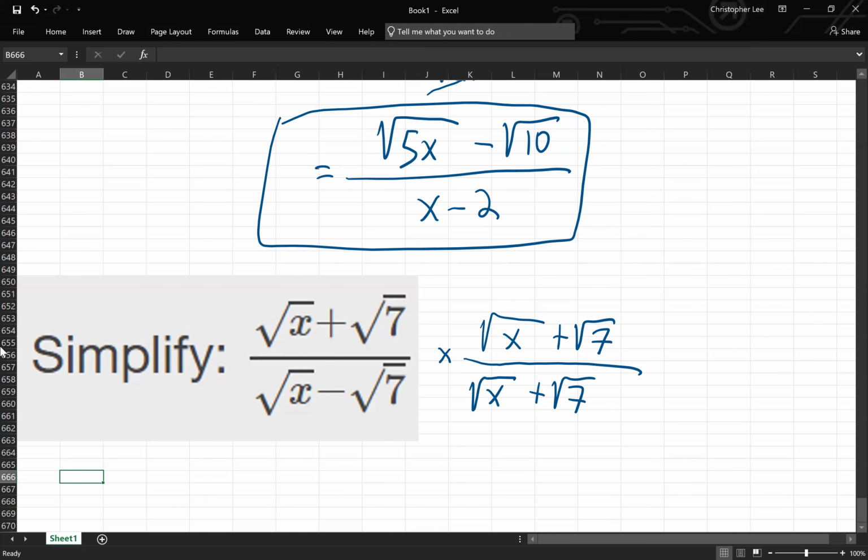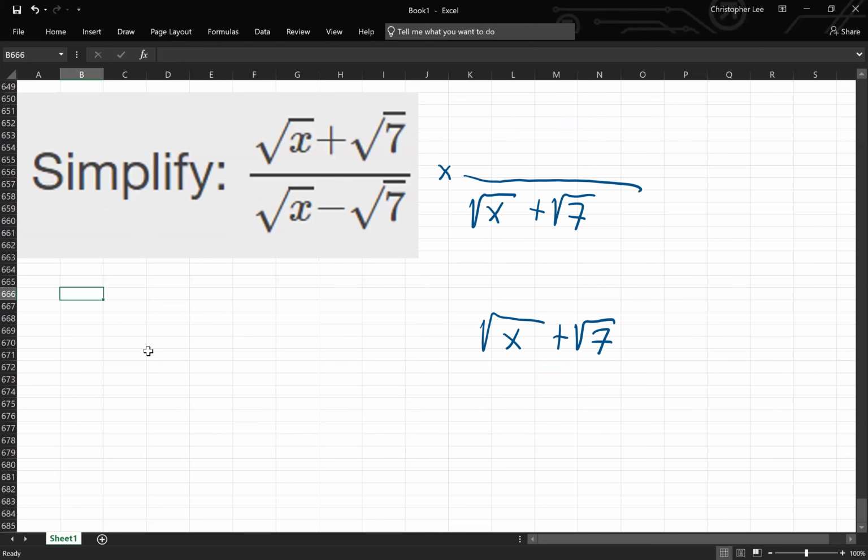After this, you already know what I'm going to do, right? We're going to FOIL this. Hold on one second. We're not listening. Sorry. All right, square root x plus square root 7. There we go. Okay, so we're going to FOIL this.